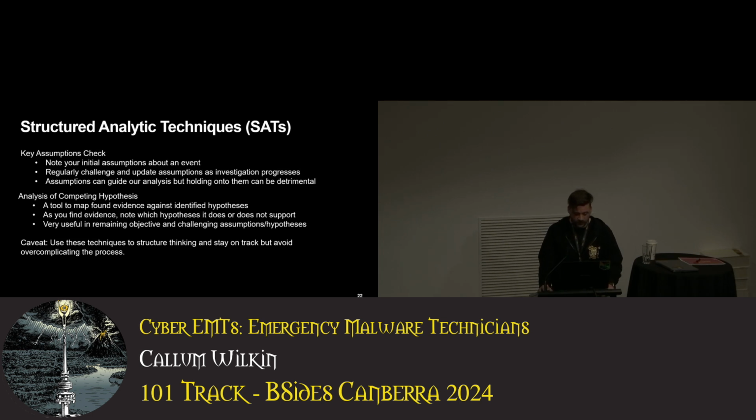So next is the structured analytic techniques. I've stolen this from CTI, but I feel like they can share. So the first one being the key assumptions check. Assumptions are great in that they can guide our initial analysis, especially based on previous experience, but we shouldn't hold on to these if they contradict evidence as they appear. So when you start an investigation, note down all the assumptions you're going into it with, and regularly review that to see if it still matches and if it needs to be thrown away, essentially.